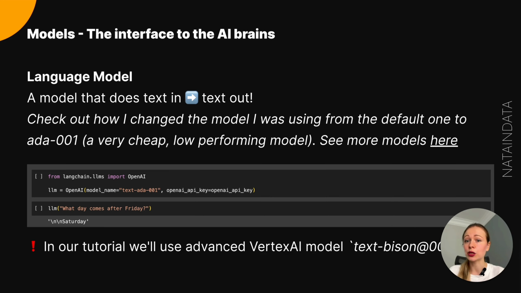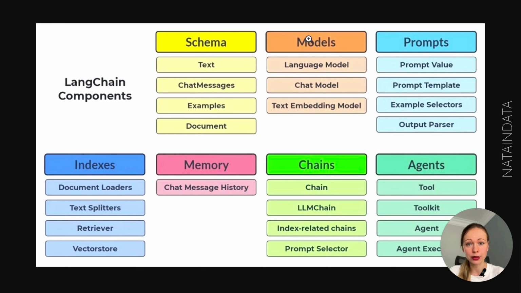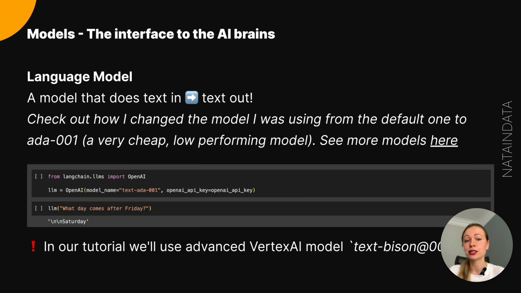Models. So if we go back to our schema, we can see that there are a couple of models available, but in our case, we're gonna be using only the language model. A language model is a model that does text in and text out. Here you can see an example if you're going to use the OpenAI model called text-ada, and what it's going to output for the prompt: what day comes after Friday? Saturday.